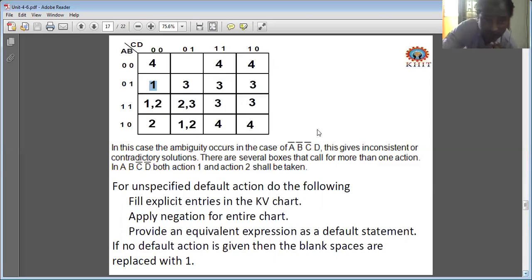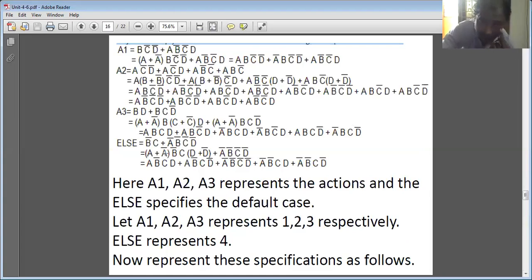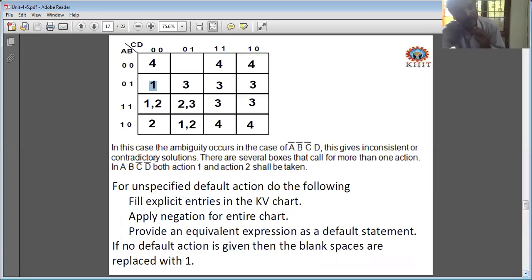Wherever the terms will come, put about 3. Wherever the terms will come, put about the 4. Like that, in these different terms, by considering different terms, wherever the first term will come, put about 1. Second term will come, put about 2. Third term will come, put about 3. Fourth term will come, put about 4.